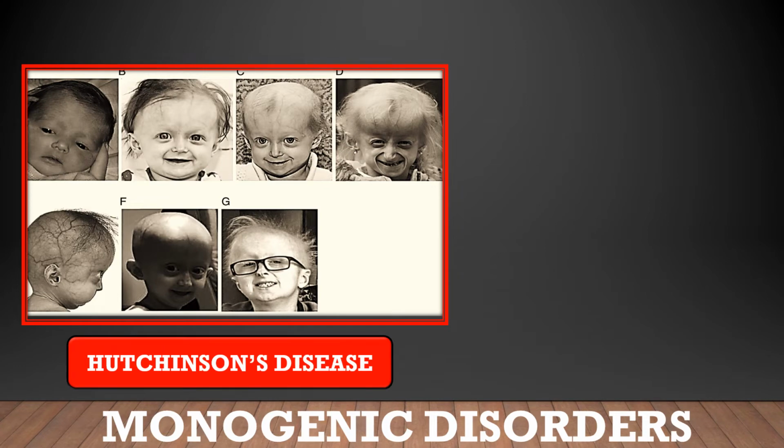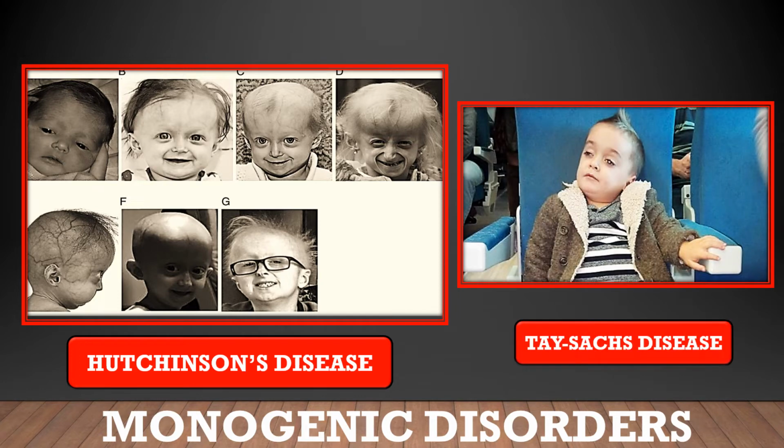See what happens when there is Hutchinson's disease. You can make out the difference. And this is a child who has Tay-Sachs disease, both monogenic disorders.